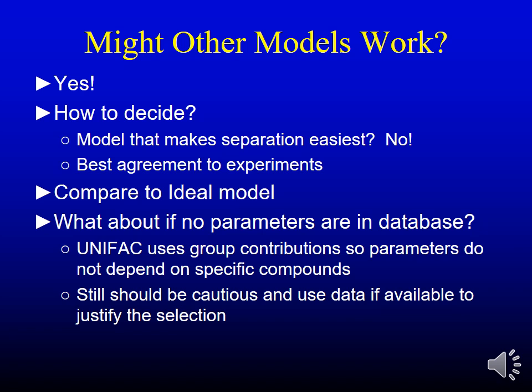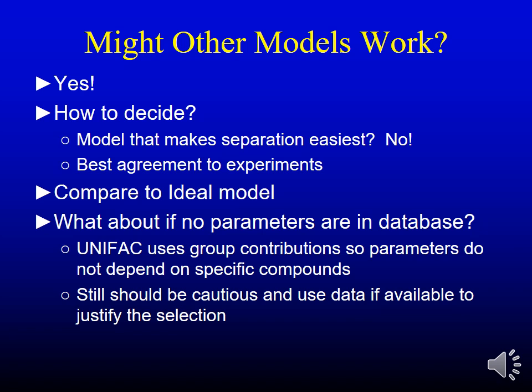The best answer is not the model that makes the separation easiest. And I've seen that on past design projects. Sometimes the argument is, well, if I choose this particular thermodynamic model, I need fewer stages. Therefore, I'm going to use the Wilson equation instead of using Uniquac. That's not really the best answer. The best answer should be what agrees with experimental data for vapor-liquid equilibrium, because that's what you want to be your basis for your design, not what gives you an answer that you like.